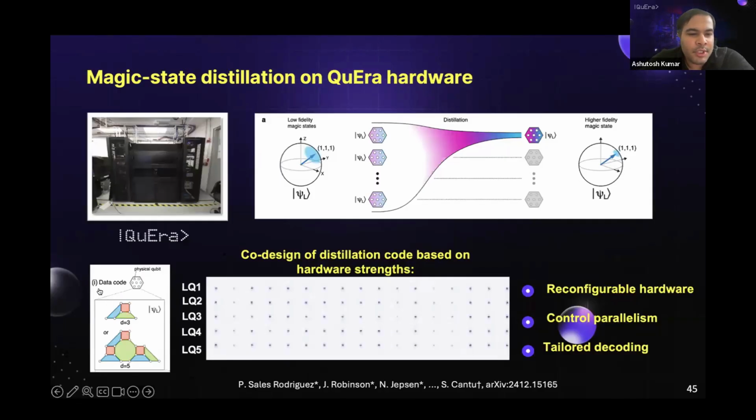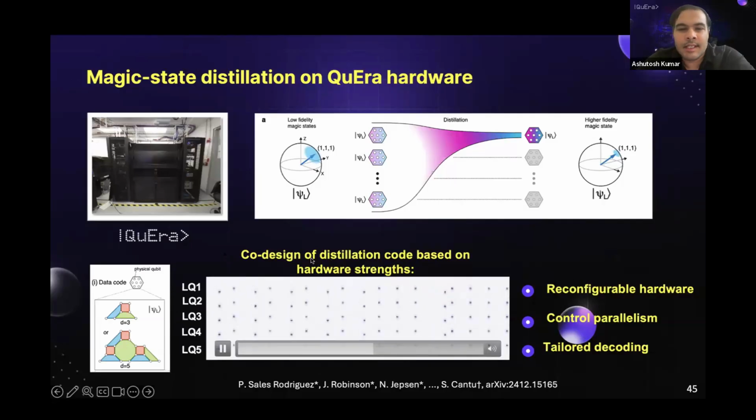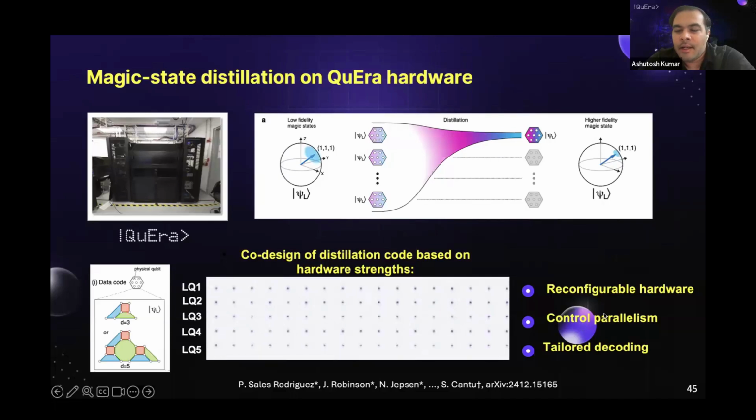In our work, we mostly use color code quantum error correction codes, with distance d equals 3 and d equals 5, and then we tailored the code based on our hardware strengths. For example, if you assume that these are the 5 logical qubits, we can do the operations that are required in the magic state distillation by again moving blocks together and entangling them as needed. So the reconfigurable hardware helps in getting the distillation done very efficiently. We have the control parallelism, and then we can talk about the decoding aspects.